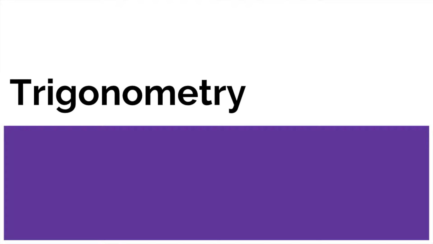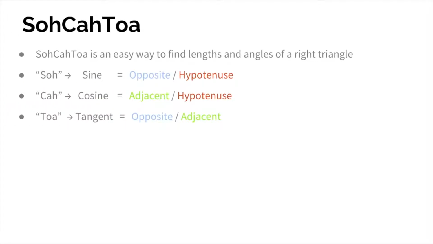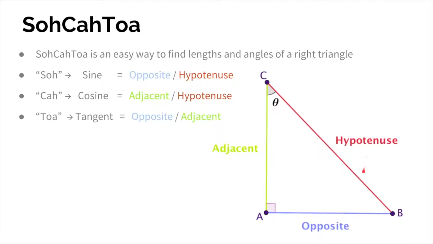Trigonometry by Sophia. Let's start with SOHCAHTOA, which is simply an easy way to find side lengths and angles of a right triangle. Let's break down SOHCAHTOA. SOH means sine equals opposite over hypotenuse. CAH means cosine equals adjacent over hypotenuse. And TOA means tangent equals opposite over adjacent.